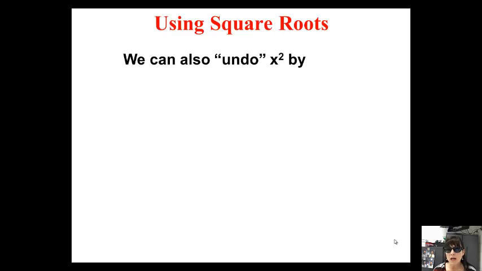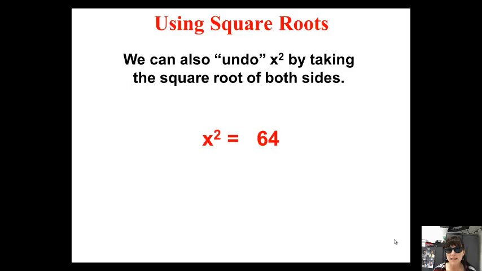So we can also undo a square like x squared by taking the square root of both sides. If I gave you x squared and I wanted you to isolate your x, you would have to take the square root of both sides to solve for it. But what you need to remember is there are two solutions for this. The square root of x squared is x, but the square root of 64 is positive 8 and negative 8, because both of those numbers multiplied by themselves give you a positive 64.